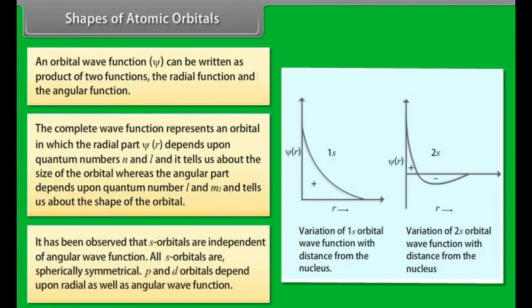It has been observed that s orbitals are independent of the angular wave function. All s orbitals are spherically symmetrical. p and d orbitals depend upon the radial as well as the angular wave function.